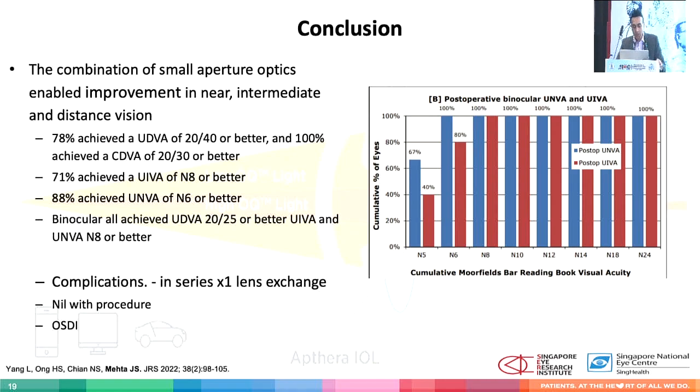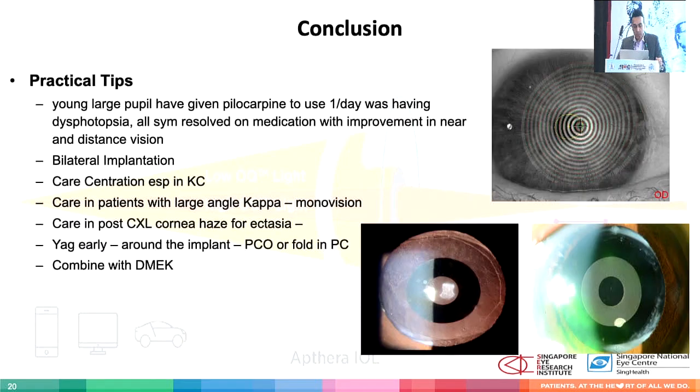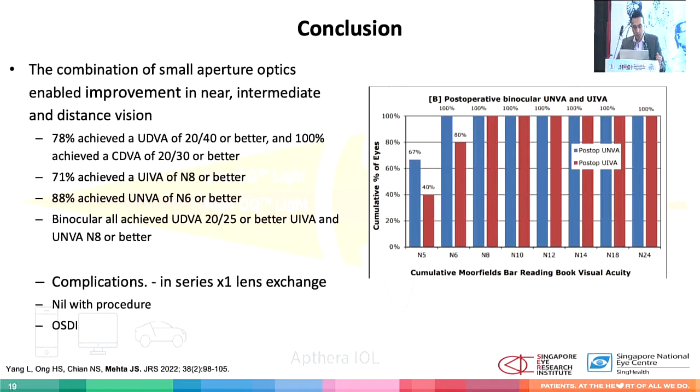Complications in the series, we didn't have any, but I have had to do one lens exchange for a patient who just really couldn't adapt to the reduction in the contrast in her eye. We've had no issues with the procedure. The lens is very easy to insert, but you have to remember about treating the ocular surface after this procedure as well, because of course many of these patients have very irregular corneas, and of course the refractive change in the ocular surface is going to affect the total refractive outcome.